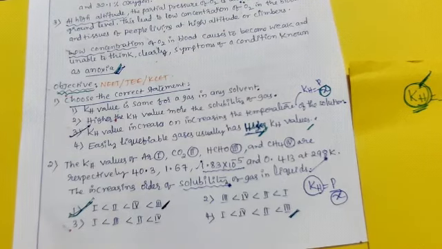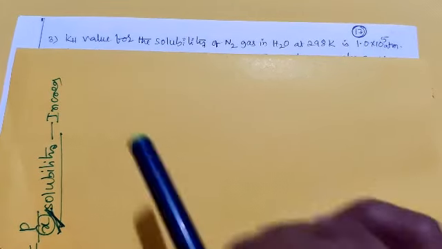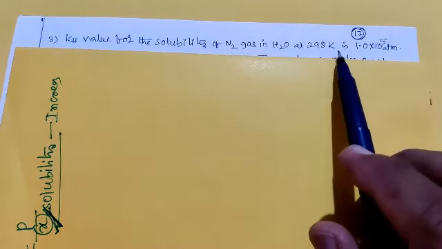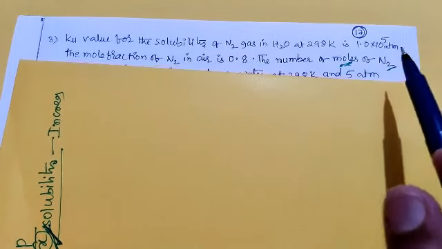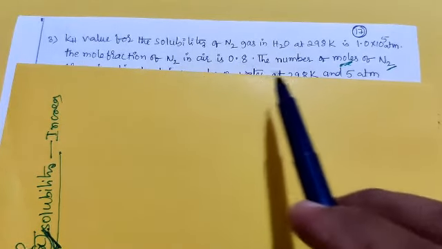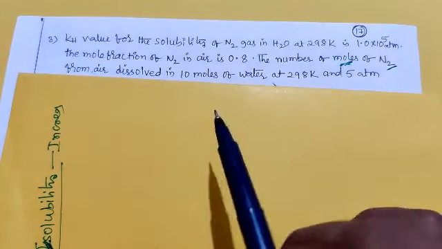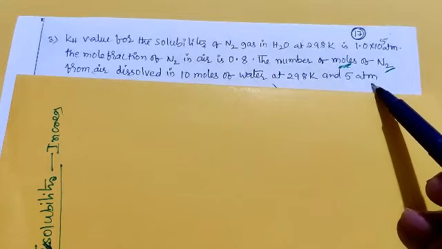Okay, next one, students, problems based on Henry's law. The KH value for the solubility of nitrogen gas in water at 298 kelvins is 1 into 10 power 5 atmosphere. The mole fraction of nitrogen in air is 0.8. The number of moles of nitrogen from air dissolved in 10 moles of water at 298 kelvins and 1 atmosphere.